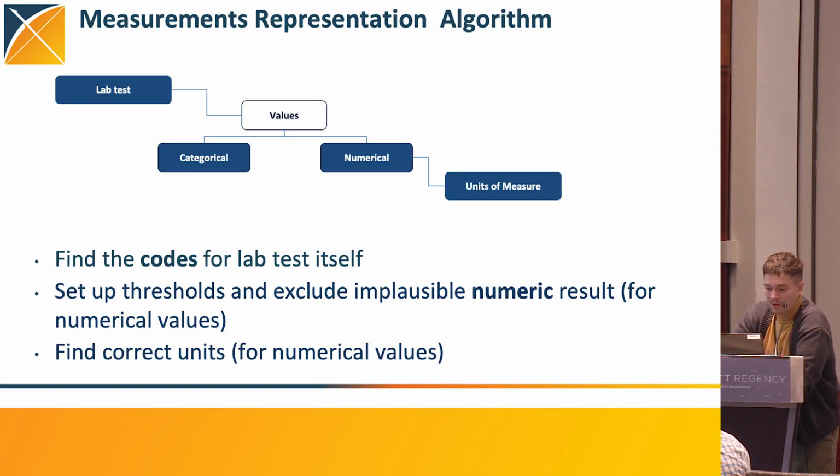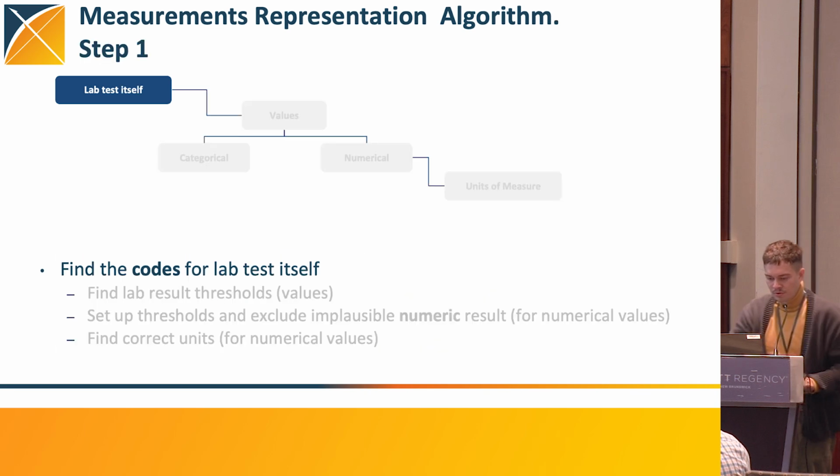So let's discuss the algorithm, how we're going to work with concept set assembly, because we already have the targets that are aligned in the hierarchy. First of all, we have to define the codes for the laboratory test itself. Then we have to pre-specify the thresholds and exclude implausible numeric results. And also, for sure, we have to define and link the correct units. So at this step, let me switch to Atlas.